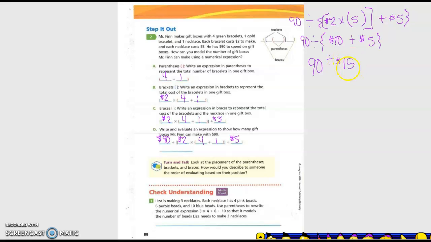15. So what is 90 divided by 15? So what's 15 times 2? 30. So how many times can 30 go into 90? 3 times, right? So 3 times 2 is 6. So he can make 6 what? 6 gift boxes.